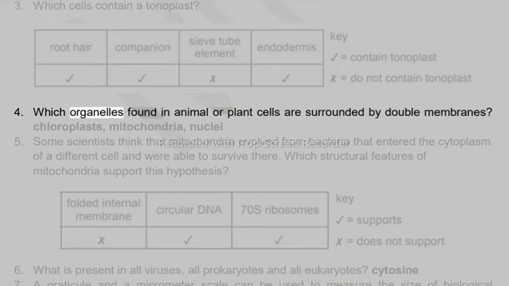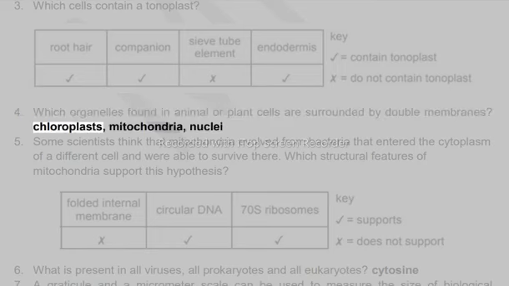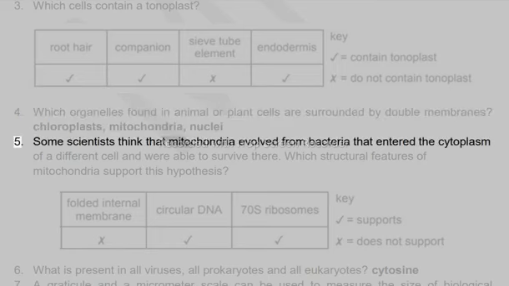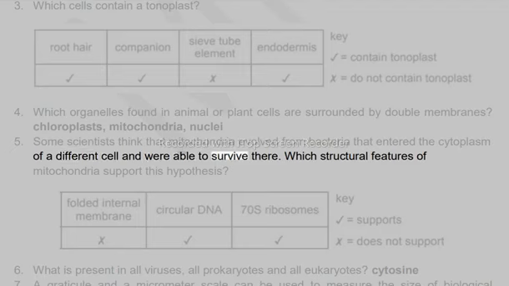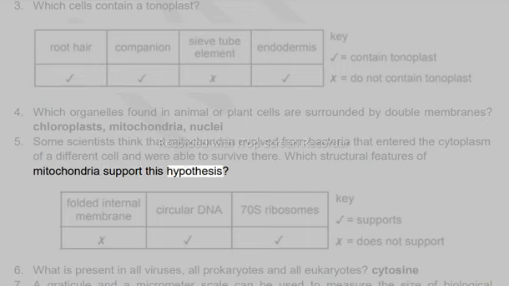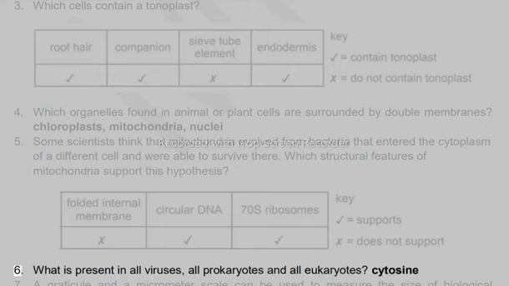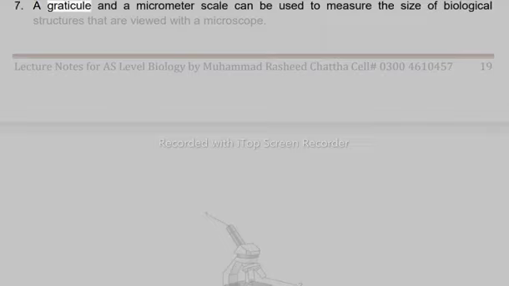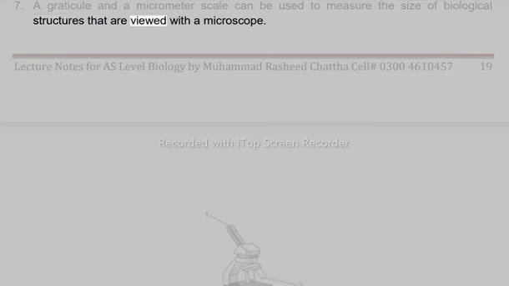4. Which organelles found in animal or plant cells are surrounded by double membranes? Chloroplasts, mitochondria, nuclei. 5. Some scientists think that mitochondria evolved from bacteria that entered the cytoplasm of a different cell and were able to survive there. Which structural features of mitochondria support this hypothesis? 6. What is present in all viruses, all prokaryotes, and all eukaryotes? Cytosine. 7. A graticule and a micrometer scale can be used to measure the size of biological structures that are viewed with a microscope.